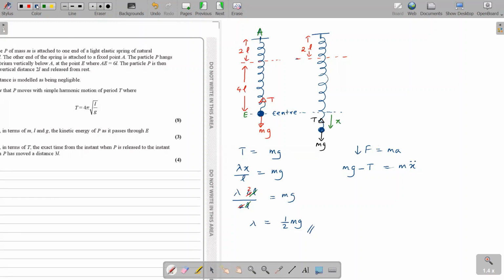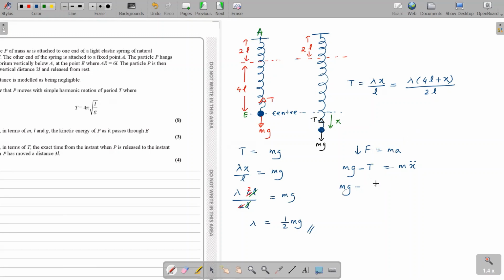So mg minus T. What about the tension? At this point, the tension is lambda x over L. The lambda value we just found is half mg. What about the extension? Does this x here mean this x value? No, the extension means how much the string is stretched beyond the natural length. This 2L is the natural length, so the extension is 4L plus x, over L, the natural length, which is 2L.